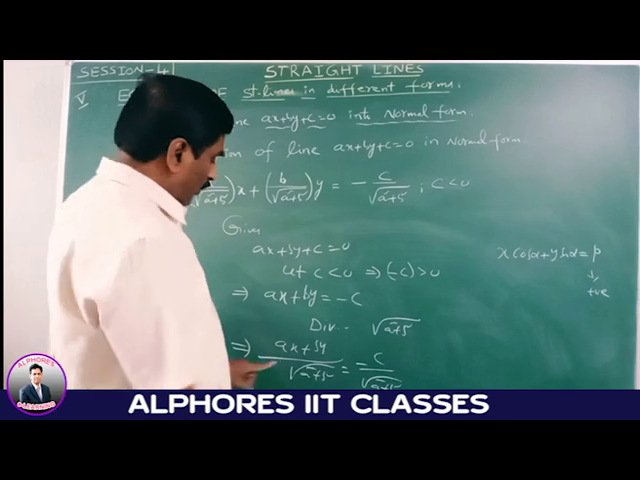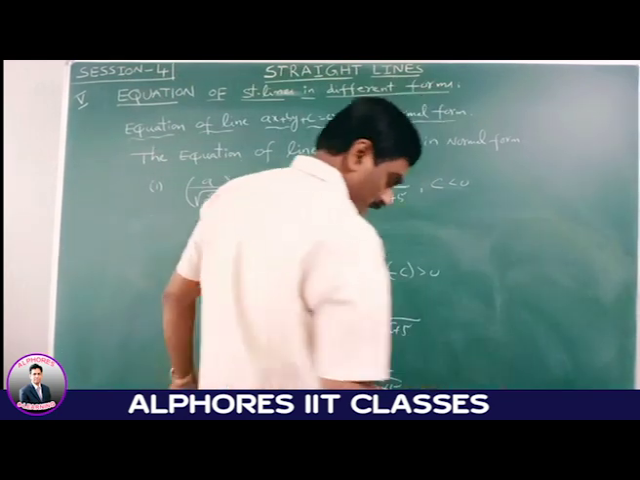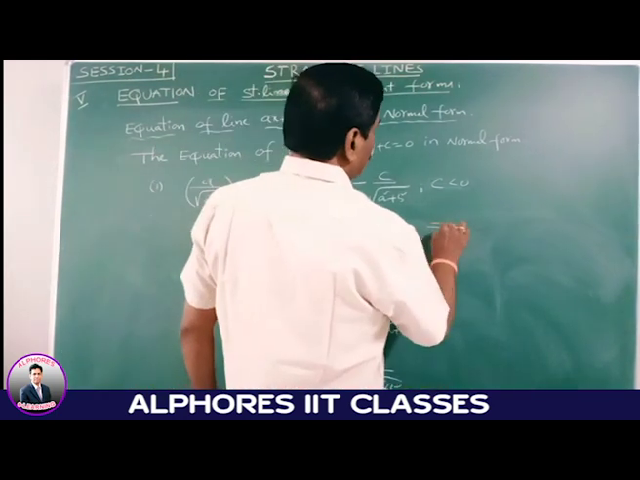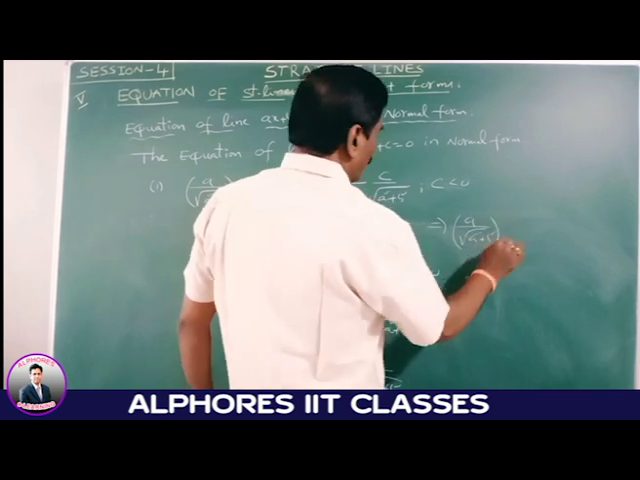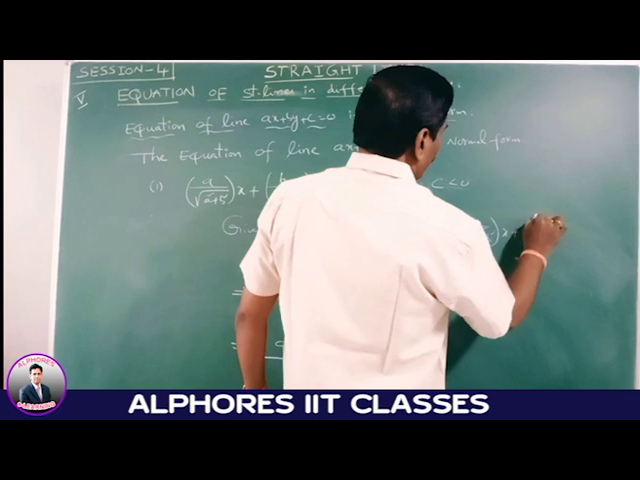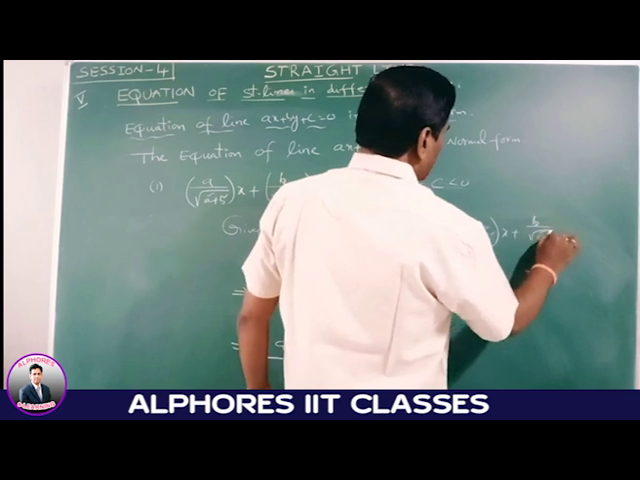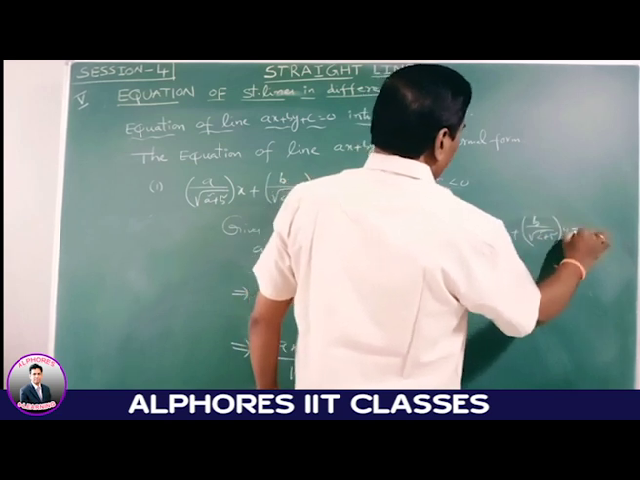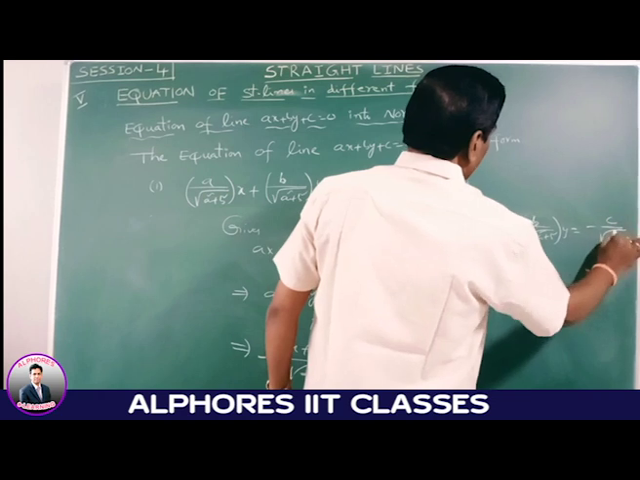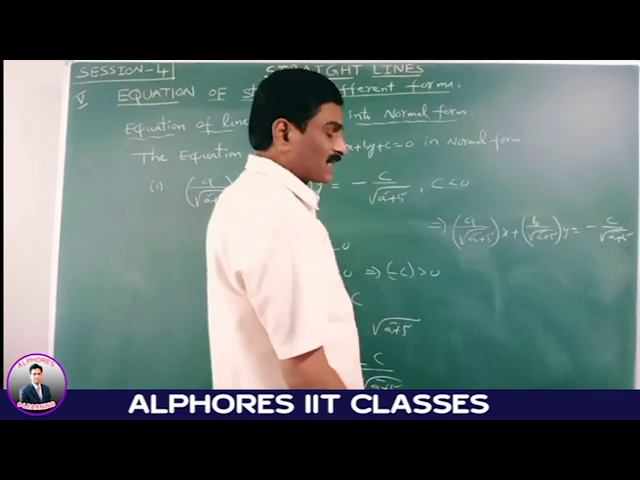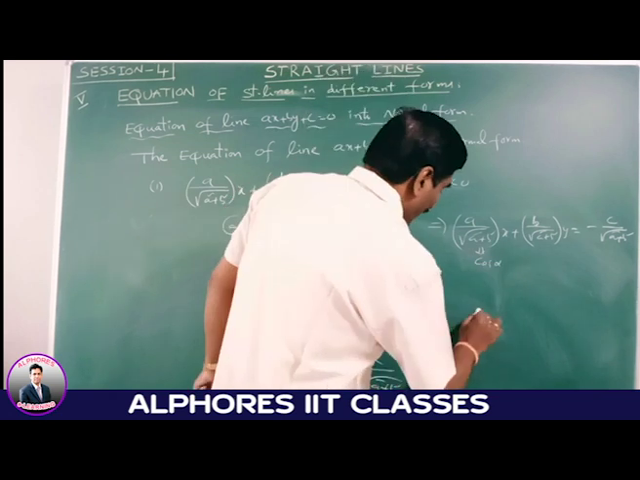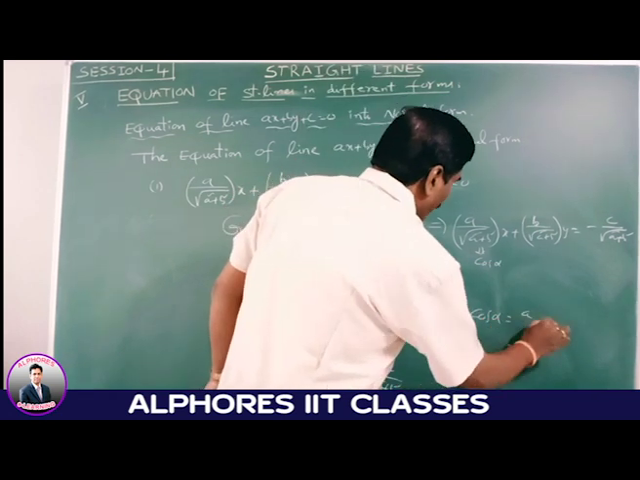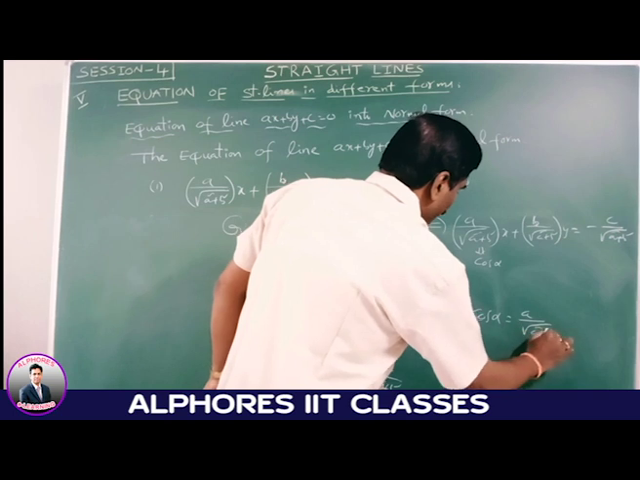Okay. Now, after splitting, it can be reduced into a by root over a square plus b square into x plus b by root over a square plus b square into y is equal to minus c by root over a square plus b square. Please observe this value. Say this value is cos alpha. That means cos alpha is equal to a by root over a square plus b square.